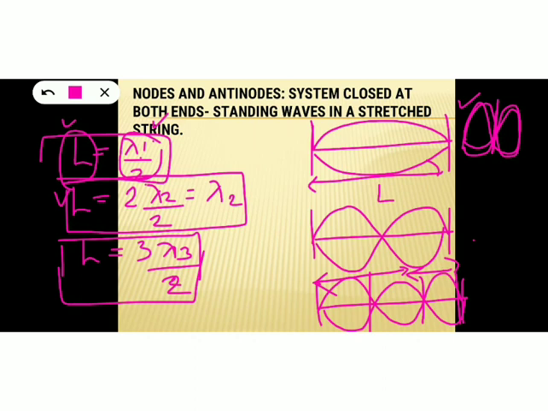This figure is very important and you can expect a question in your exam: sketch the first harmonic, second harmonic and third harmonic for a stretched string. This is the first harmonic, this is the second harmonic, and this is the third harmonic. Similar cases you will find on the stretched string of a guitar, violin or veena. The working of some musical instruments is also based on standing waves.